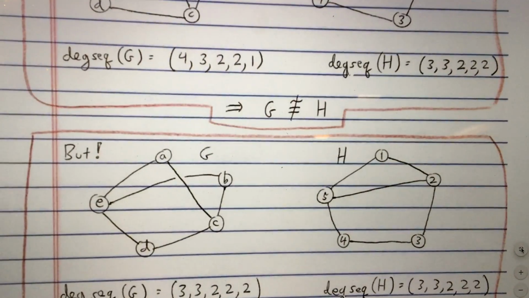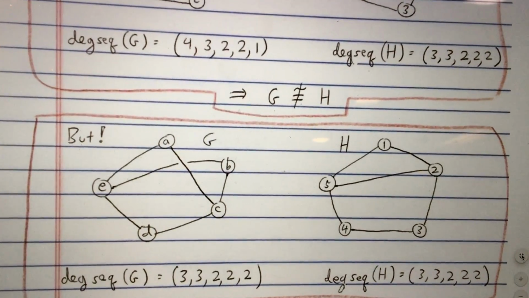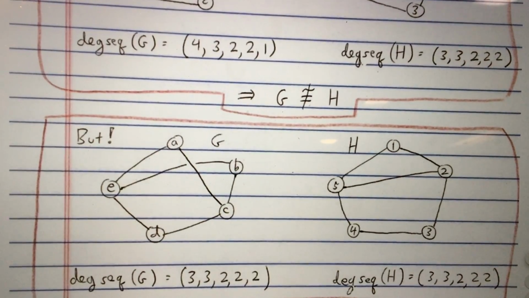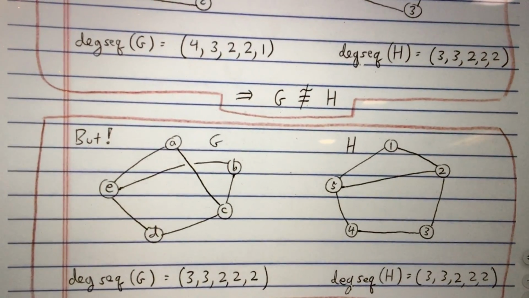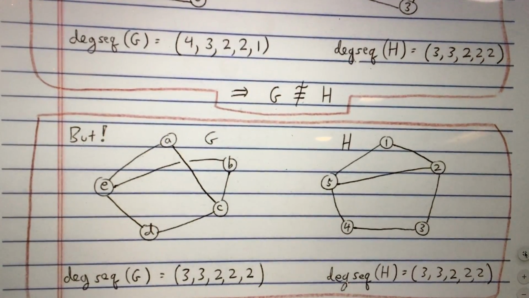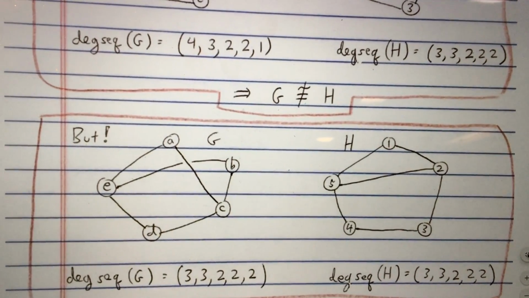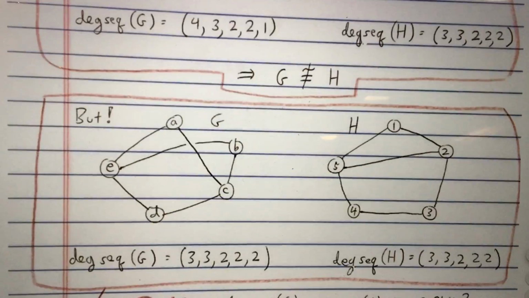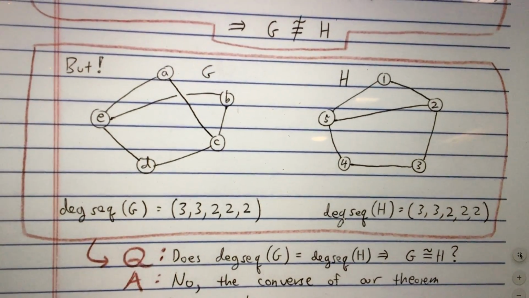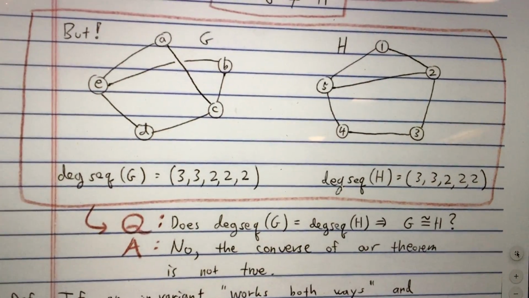Here's another example, another G and another H. And this time, however, they both have the same degree sequence. The first one has 3, 3, 2, 2, 2. The 3s are the vertices E and C. And the second one has 3, 3, 2, 2, 2. Here the 3s are vertex 2 and vertex 5. But, question: does degree sequence of G equal degree sequence of H imply that G is isomorphic to H? Answer, no. The converse of our theorem is not true.